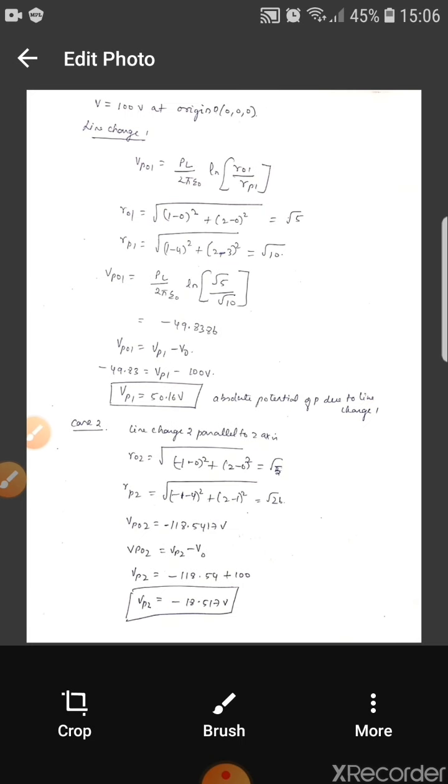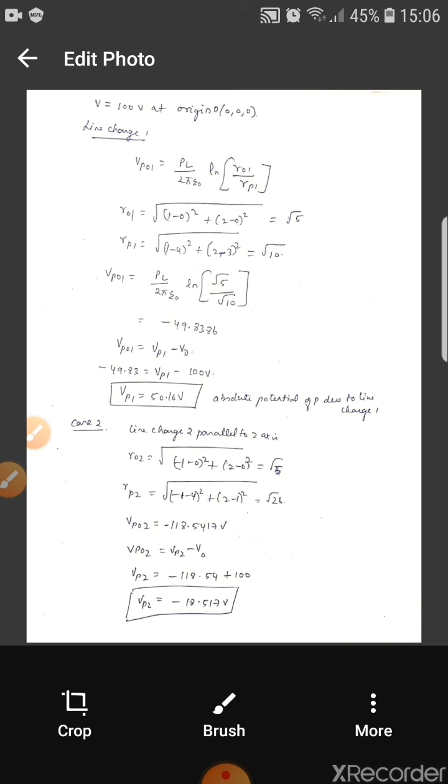Solution: we know V is equal to 100 volt at origin 0, 0, 0. First we have to calculate the line charge potential. So VP1 is equal to rho L divided by 2 pi epsilon naught ln of R01 by RP1. R01 is taken from the origin and the line at x is equal to 1 and z is equal to 2. By using those two things you will be calculating R01 is equal to root of 5, and RP1 will be calculated by taking into consideration your P and the line x is equal to minus 1 and y is equal to 2, and you will be calculating RP1 is equal to root of 10.